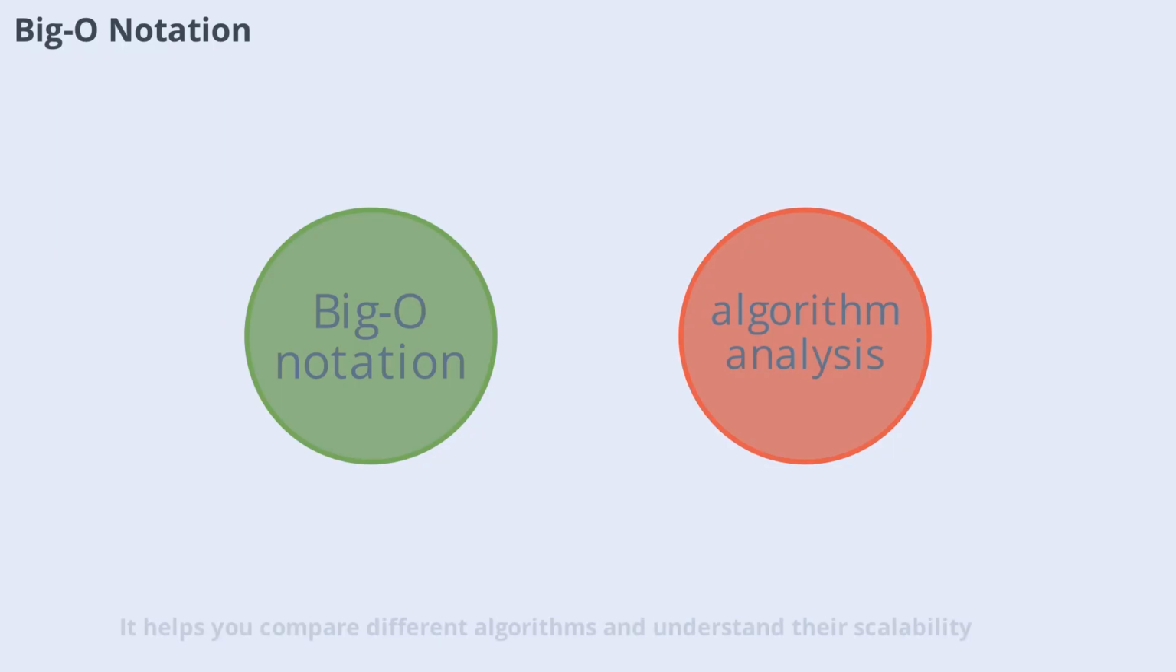It helps you compare different algorithms and understand their scalability. For example, O(1) means constant time, O(n) means linear time, and O(n²) means quadratic time. Mastering Big O notation is essential for evaluating and optimizing algorithms.